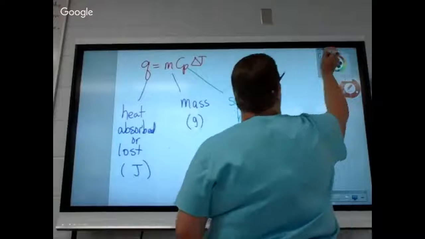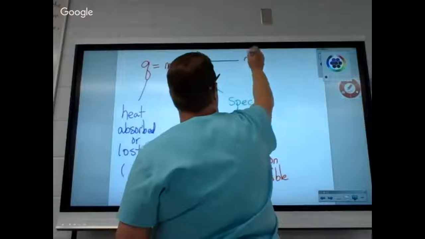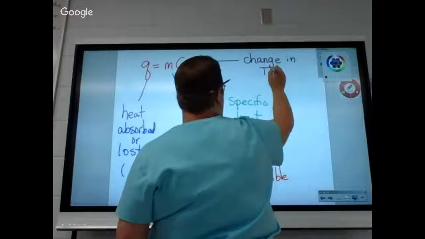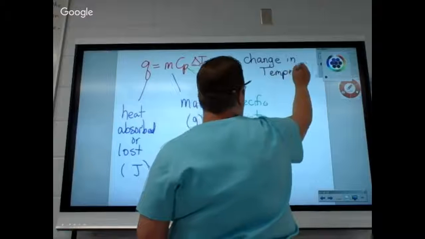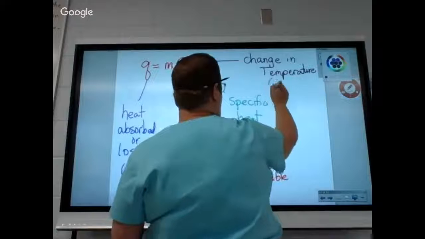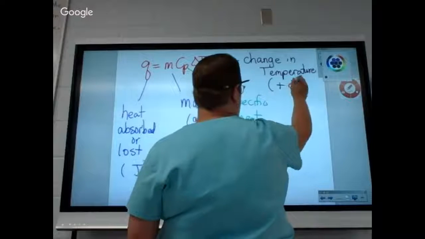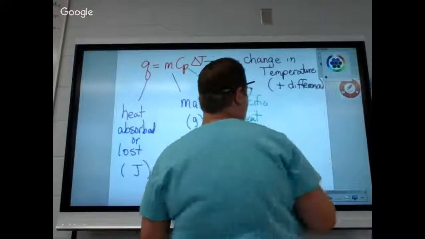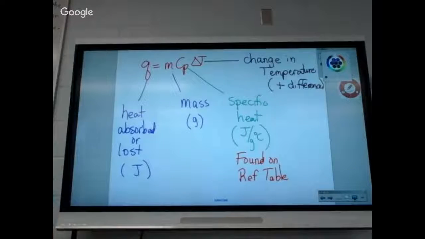All right, and delta T is change in temperature. Now, you should remember delta from math class. This is always the positive difference. So when you subtract the numbers, if you get a negative number, just get rid of it. It's just the positive difference. Okay? We don't need the negative number. Just get the positive difference.